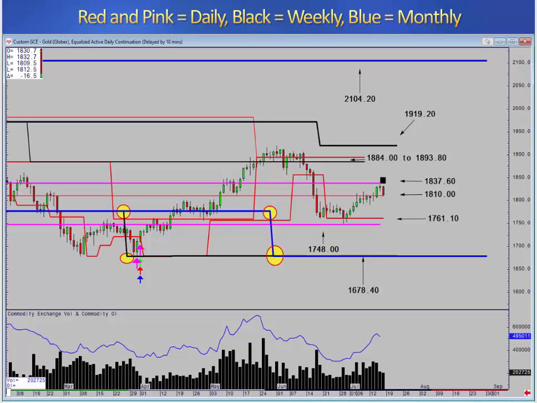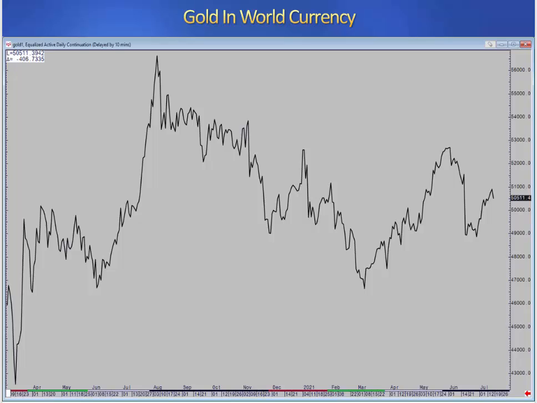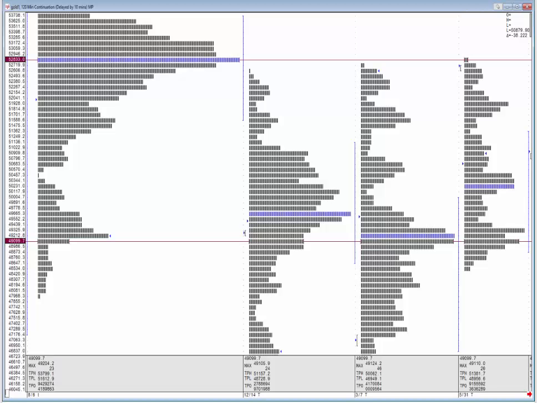We now need to make a daily close above 1837.6 to remove the negativity and be positive once more, and the upside target begins at 1884. Gold in world currency terms did okay early in the week and a bit of a reversal on Friday. And on the profile, we're still a long way from any major levels.